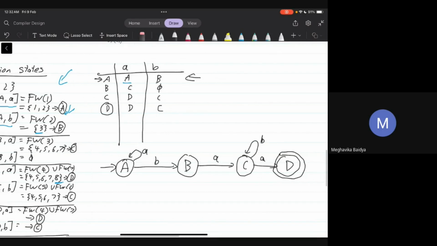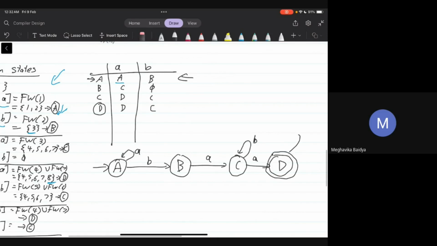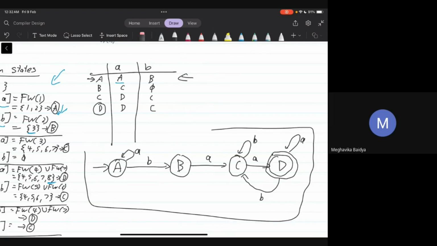And for D, with A, it goes back to D, and for B, it goes back to C. That's your final transition diagram, the DFA.